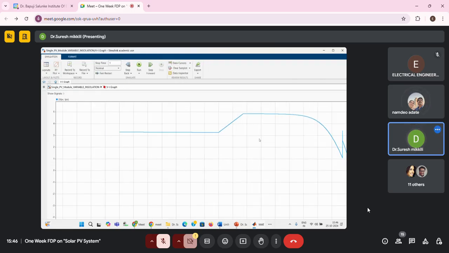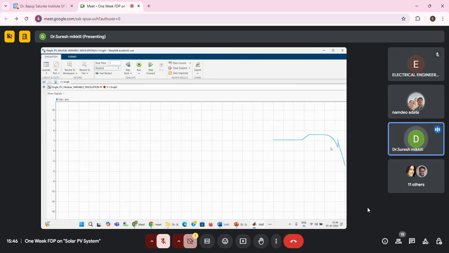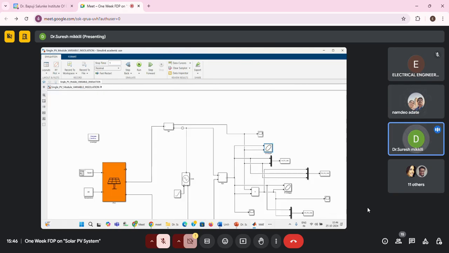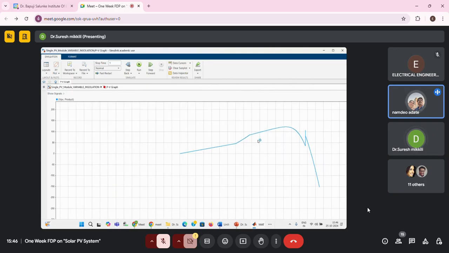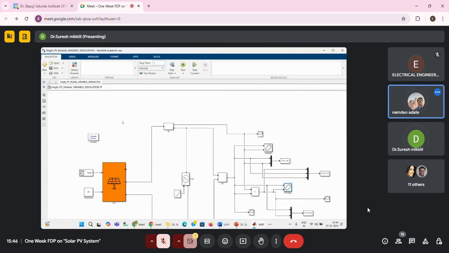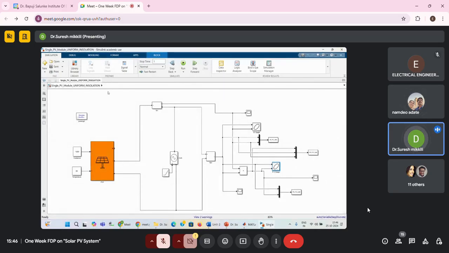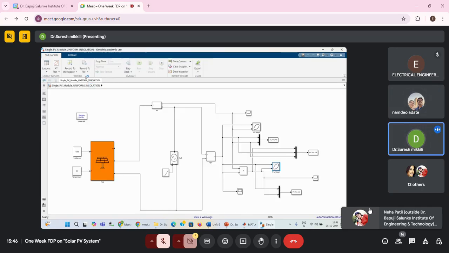Multiple peaks will come. Since I have taken one module, it is coming like that. Otherwise, with many modules it came nicely. You observed, no? So this is with the group effect, the PV effect. Similarly, we can even see with temperature variations also.